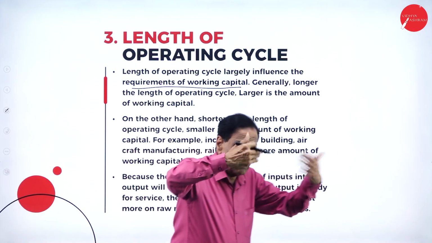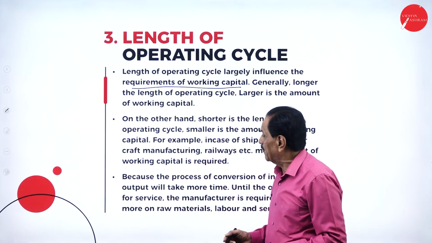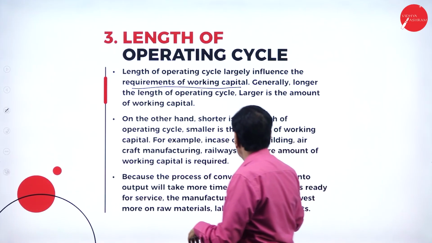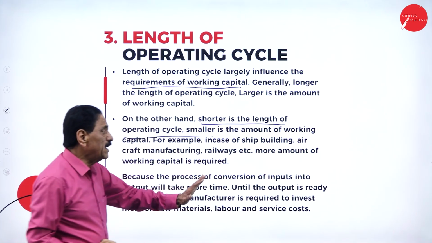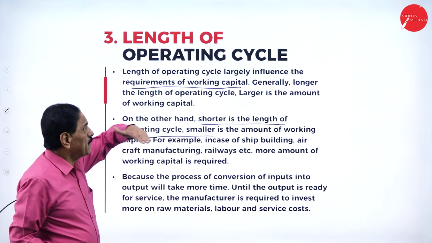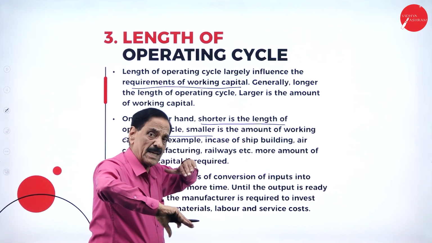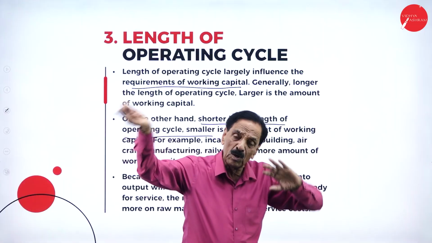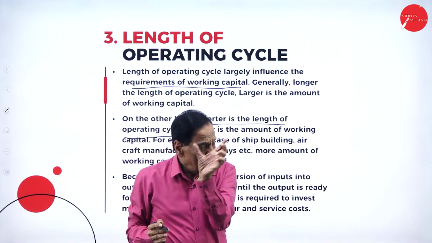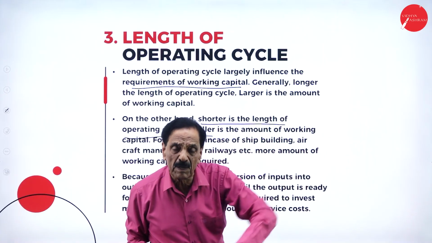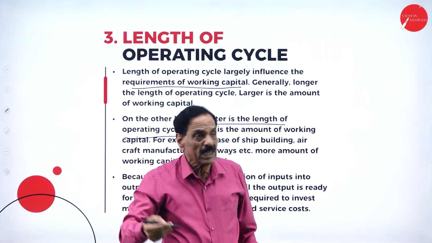So if it takes more months, more days, then we require more working capital. On the other hand, the shorter the length of the operating cycle, the smaller the amount of working capital. If the operating cycle duration is less, we require less working capital. If the duration is more, we require more working capital.